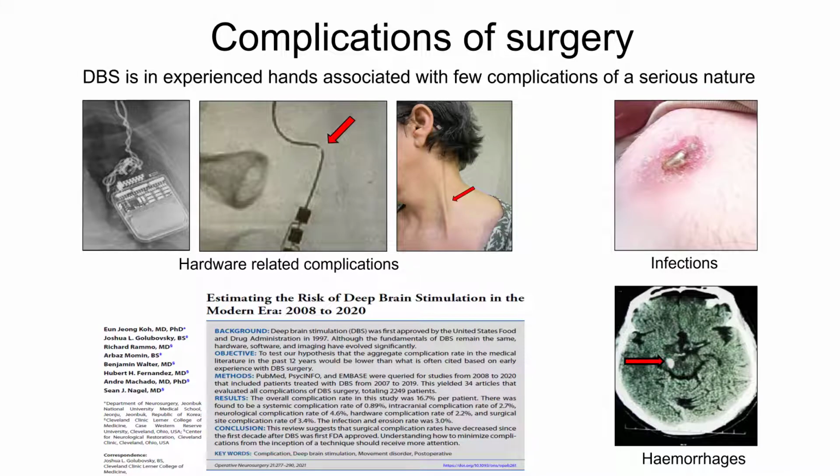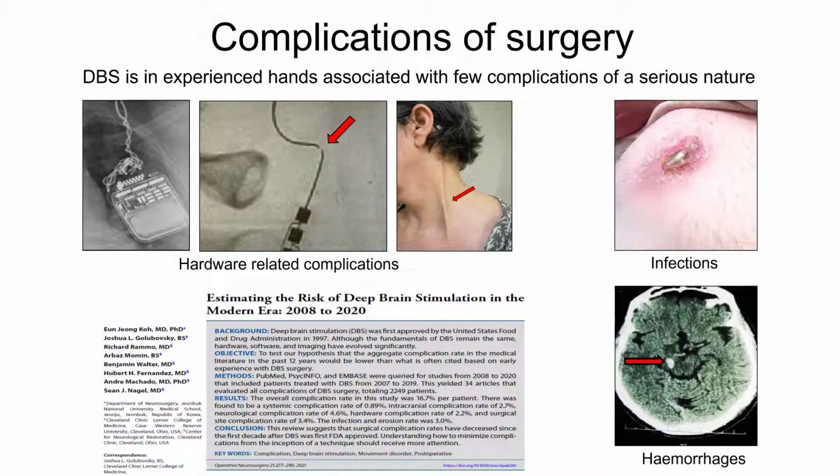DBS is a technically advanced procedure, but it can be seen as a small procedure, albeit in a highly sensitive organ. And DBS is in experienced hands associated with few complications of a serious nature. But it is important to be aware of these risks, since DBS is not done in order to save lives, but in order to improve the quality of life in our patients.